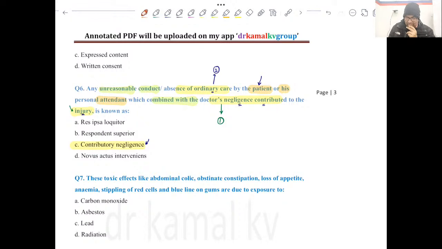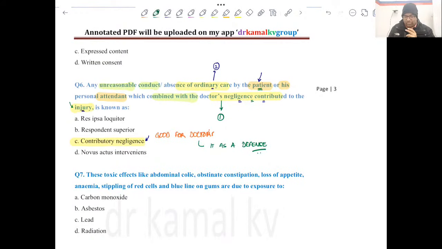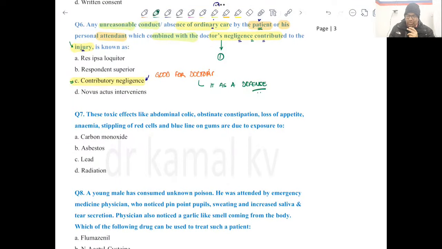Now, this contributory negligence is good for doctors because they can use it as a defense. Clear? So the doctor can claim that I'm not the sole responsible person for this untoward, unwanted outcome. There is some lack from the patient side as well, and therefore this is the bad outcome of the patient. So this is contributory negligence. Both the parties have contributed to that unwanted outcome. Clear? So this is contributory negligence.